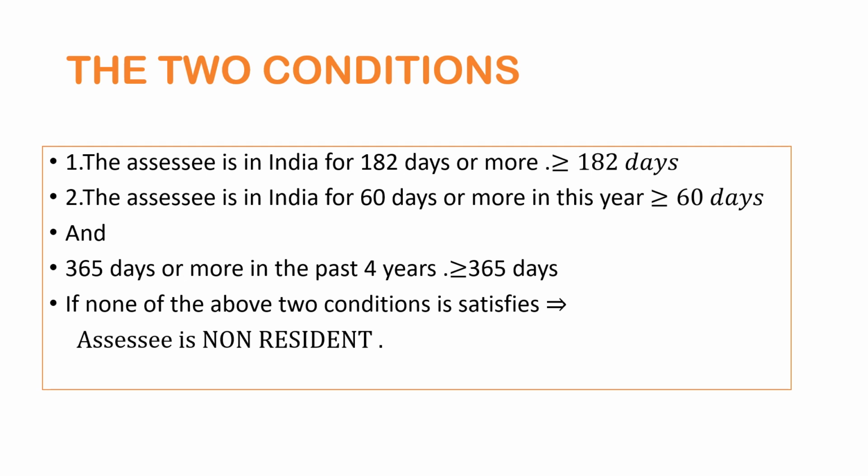Now, in this slide, I'll tell you when you will become non-resident. Okay. Now, in this case, the assessee is in India for more than 182 days. This condition is not fulfilled. Second condition, which is clause 2: you are not in India for 60 days or more in this year and 365 days or more in the past 4 years. This condition is also not fulfilled. If none of the above two conditions is satisfied, then you become non-resident. Then you will come in the category of non-resident Indian if no condition out of these two conditions is satisfied.